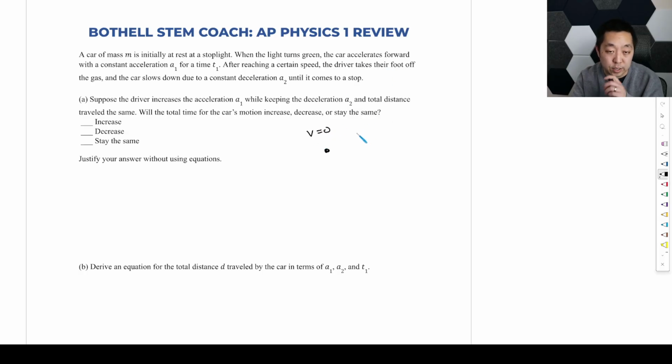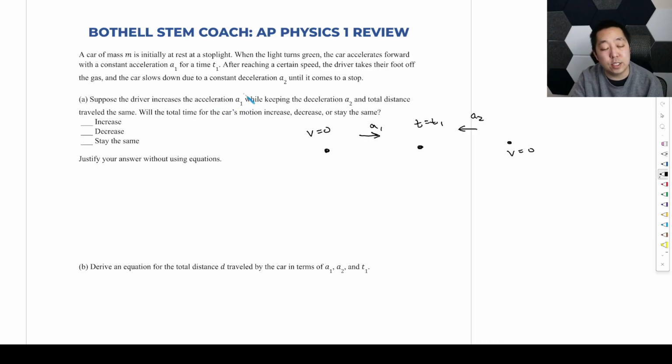When a car turns green, it accelerates forward with a constant acceleration a1 until another time t1. So this is t equals t1 here. After reaching that certain speed, the driver takes his foot off the gas and the car slows down due to a constant acceleration a2. Now, here he's speeding up. Here the acceleration a2 is going to go this way until he comes to a stop here. Okay, so I've drawn out the motion.